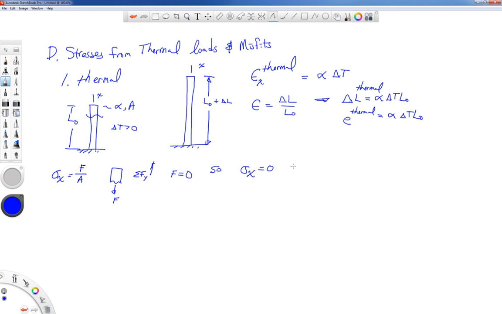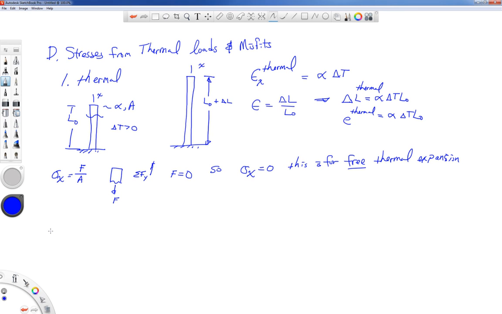And I need to make sure that we understand that this is for free thermal expansion. We're going to learn how to constrain things later, but not right now. So this is for free thermal expansion. There's no stress, but we do have strain.